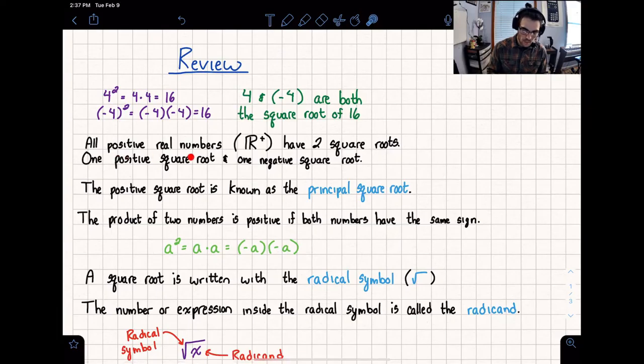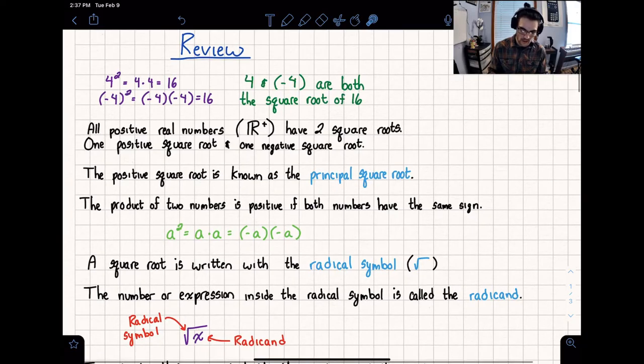All positive real numbers have 2 square roots, one positive square root and one negative square root. Note here, this is just shorthand for positive real numbers. As we went over in my numbers video, this means the real numbers, and the plus just lets us know they're positive. As we can see from this example, 16 has a positive and a negative square root, 4 and negative 4. The positive square root is known as the principal square root. Just to get a little bit of vocab in there.